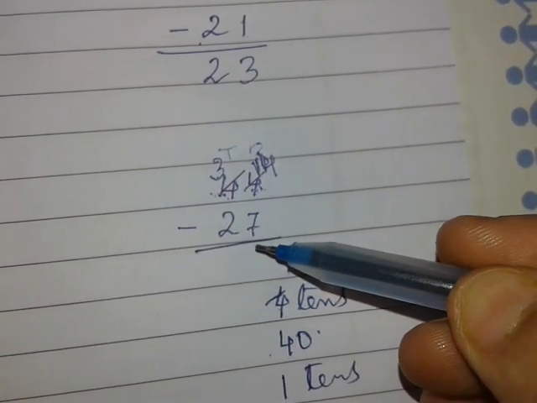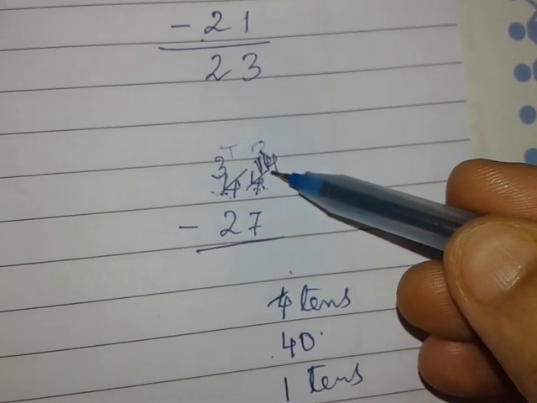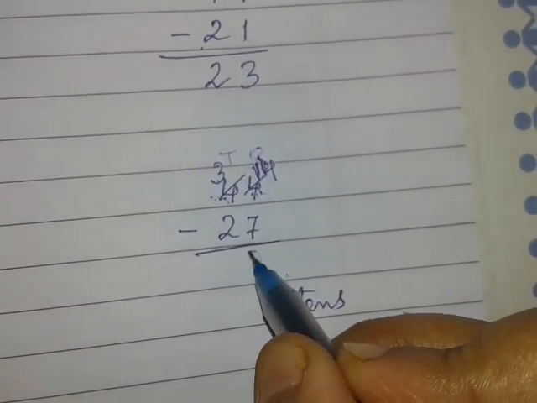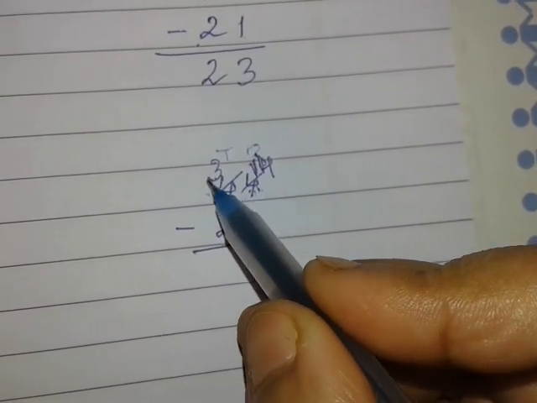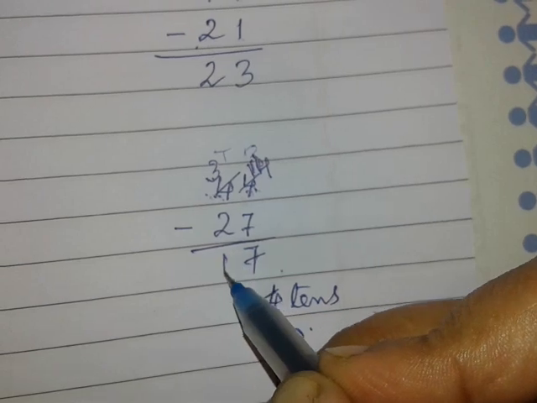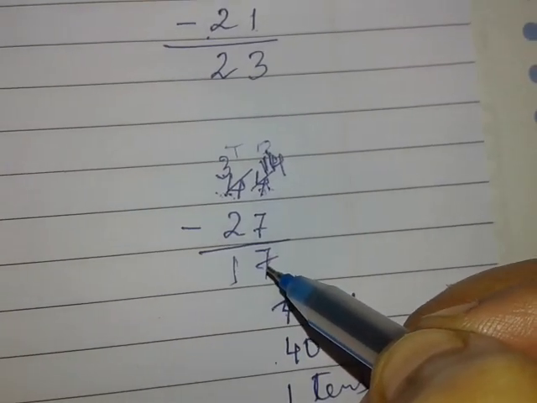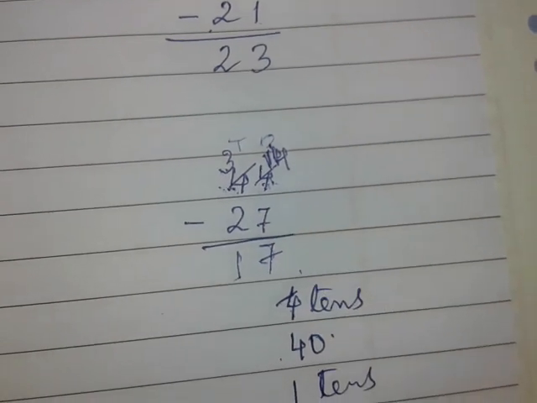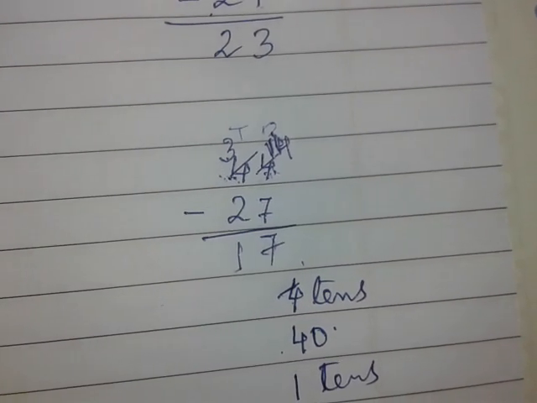14 minus 7. This is no more a 4, this is a 14 now. 14 minus 7 is 7, and this 4 has become 3. So 3 minus 2 is 1. This is the result of subtraction that we got: when 27 is subtracted from 44, we get 17.